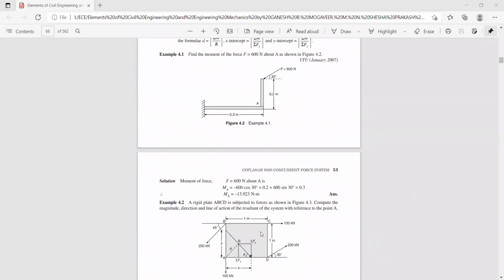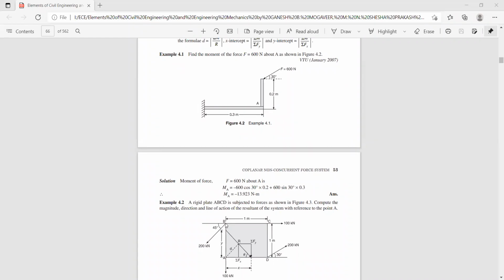Now let us find the sum of the horizontal components, that is sigma f of x. Now I have selected the reference axis like this, x and y. Now if I resolve this, we will start the resolution of this force. First one, 200 kilonewton, which makes an angle 45 degree with respect to the horizontal axis.